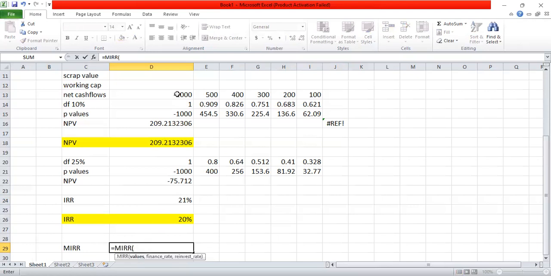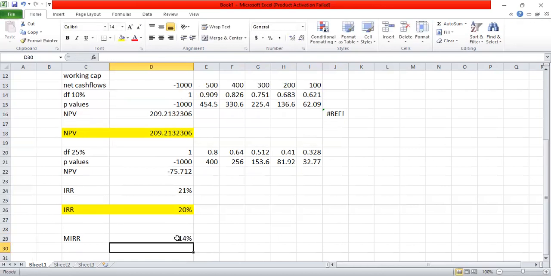Again, you have the values, the net cash flows. It is asking for the finance rate and investment rate, 10%, comma, 10%. Close the bracket. This is giving you the MIRR, instead of going through complex formulas.